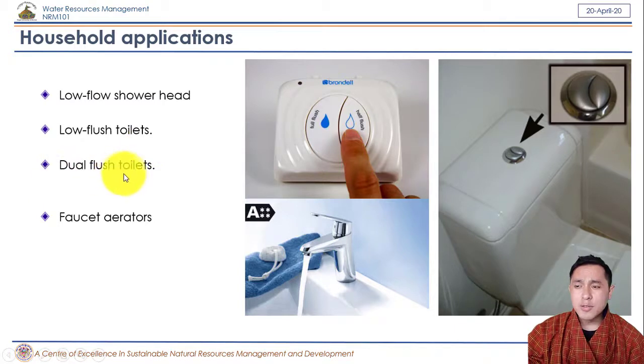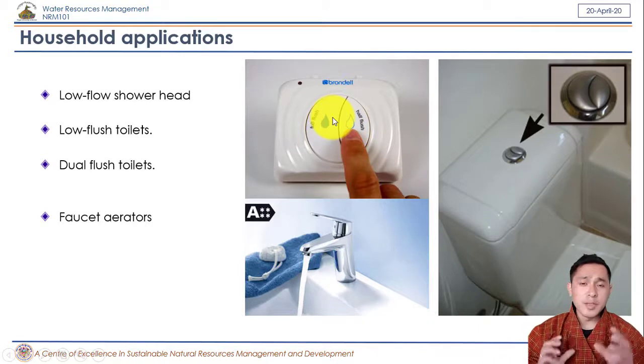Again, dual flush toilets can be installed, meaning we have got two kinds of buttons over here. For example, one is for half flush and one is for full flush. So if you feel that you need to use a small quantity of water for flushing the toilets, then you can use the half one.